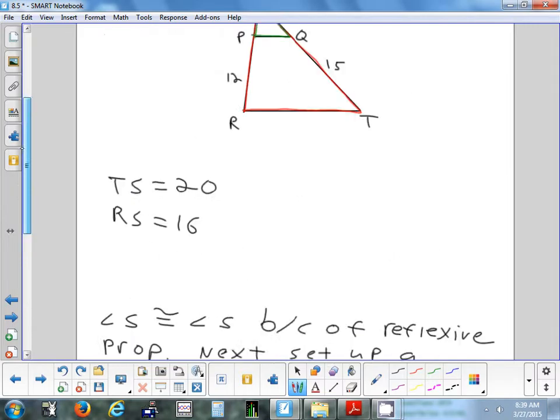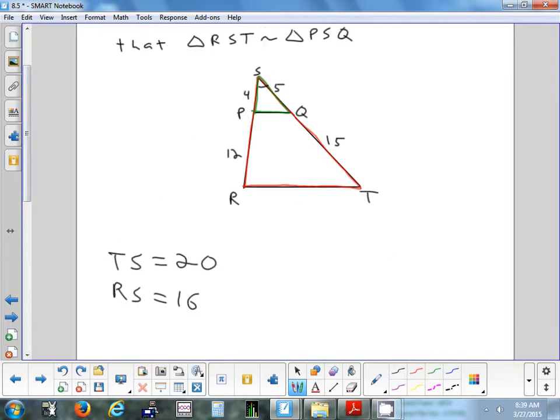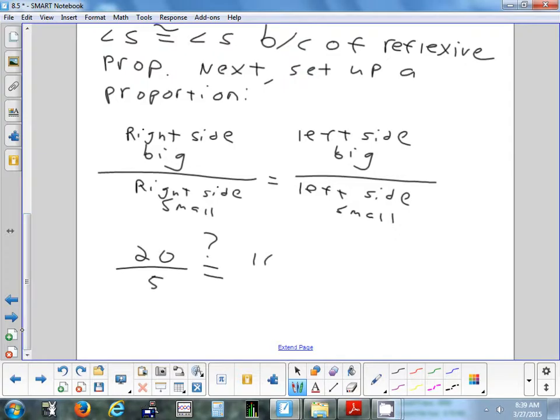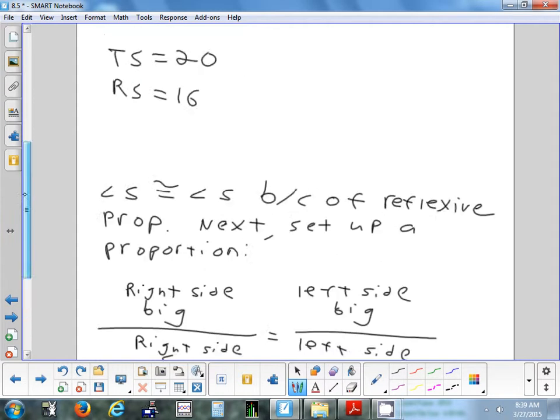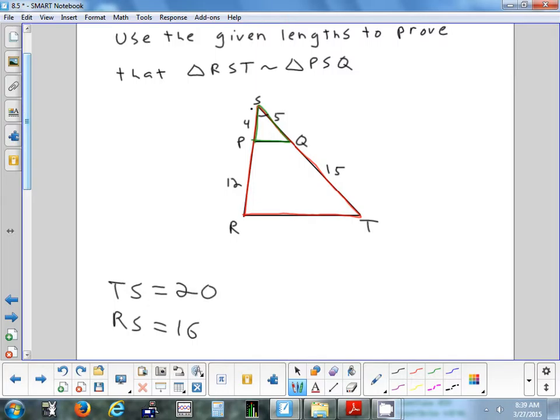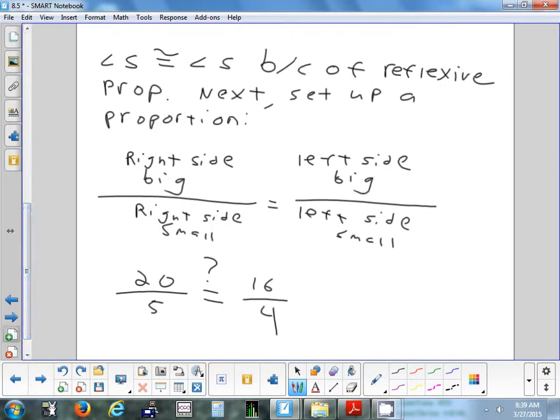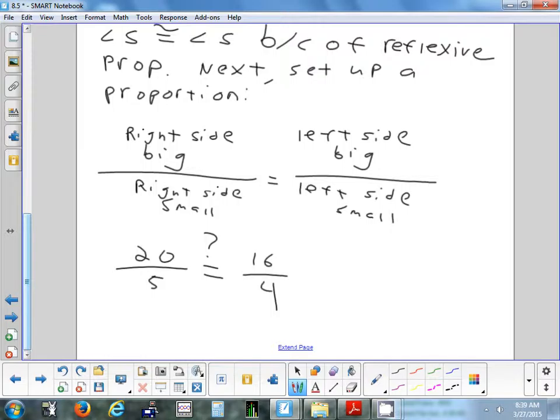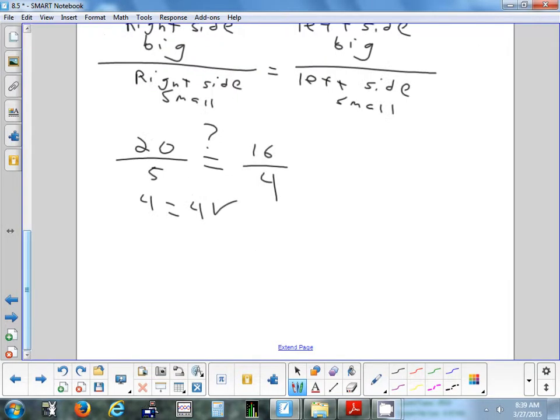Jacob, what's the left side of the big triangle? Twelve. 12 is part of a quadrilateral shape, so we need the whole side. We need the 12 plus the top part. 16. Over. James, what's the small side of the left triangle? That's 4. Okay. Brian, if I do 20 divided by 5, what do I get? 4. And 16 divided by 4? 4. Okay. So we just showed that two pairs of sides are proportional.